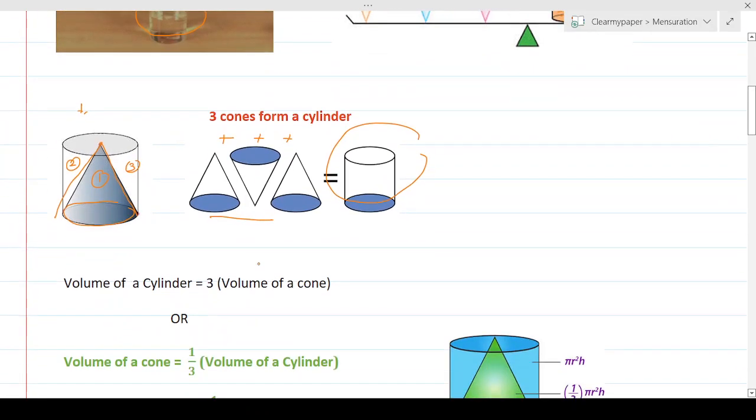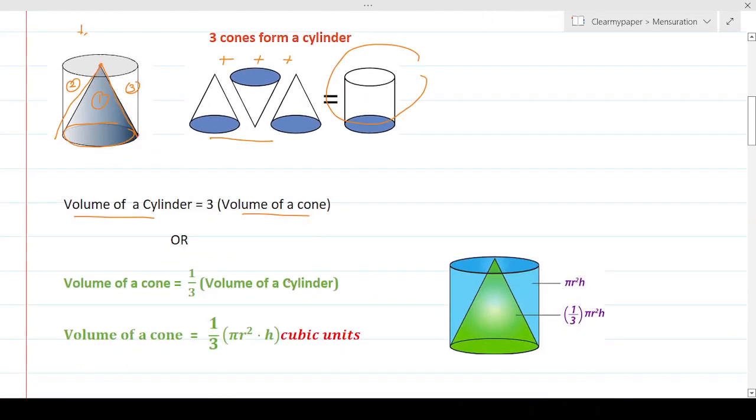By virtue of that, what we're saying is the volume of a cylinder is 3 times the volume of a cone. In other words, if I flip this equation, the volume of a cone is equal to 1/3 the volume of a cylinder. Whatever is the volume of a cylinder, if I divide it into 3 equal portions, I get the volume of 1 cone, right? And this diagram captures both parts. There is a cone inscribed inside a cylinder this way, so you can think of this as cone 1, this is cone 2 inverted, and this cone 3 inverted.